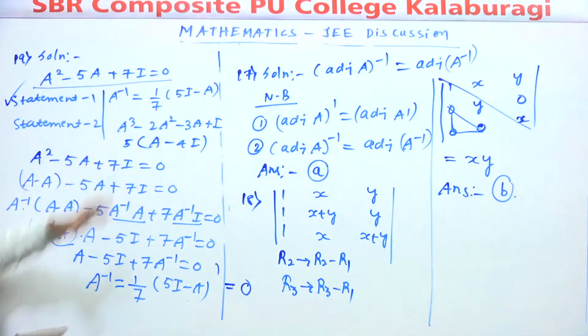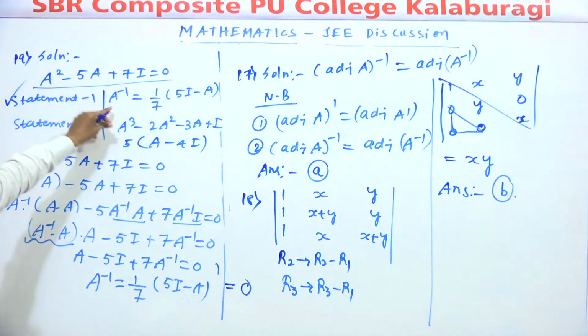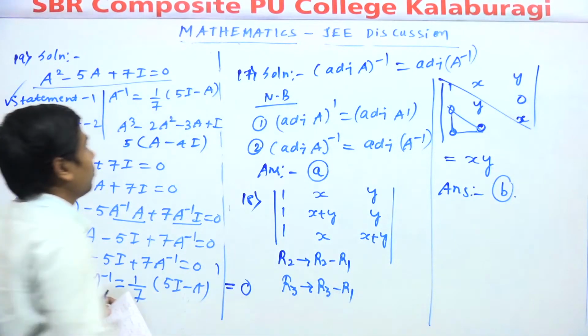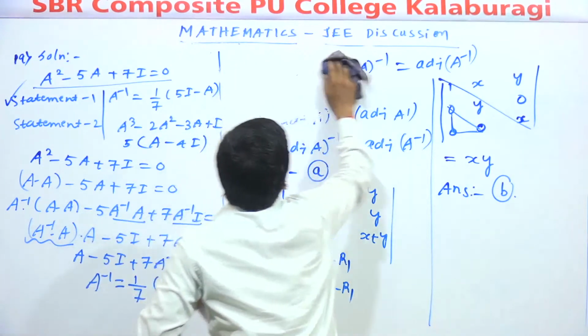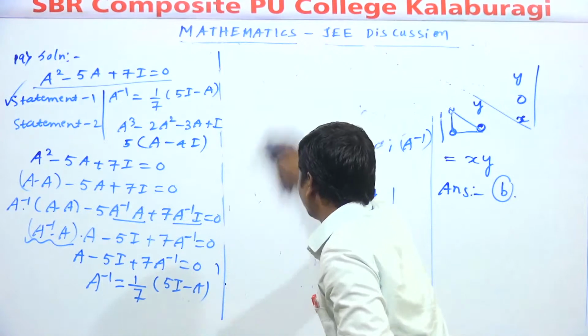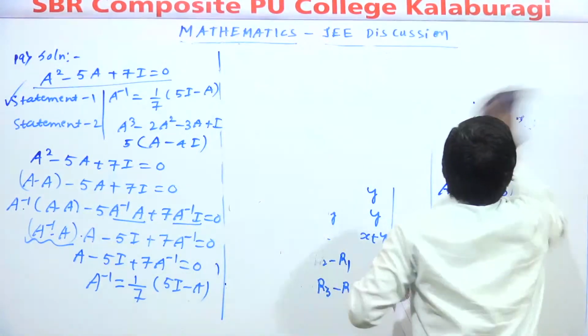So let us check statement 2 now. In statement 1, from this equation, A inverse is given by 1 by 7 into 5I minus A. So statement 1 is correct. Let us see whether statement 2 is correct or not. So statement 2, A cube.